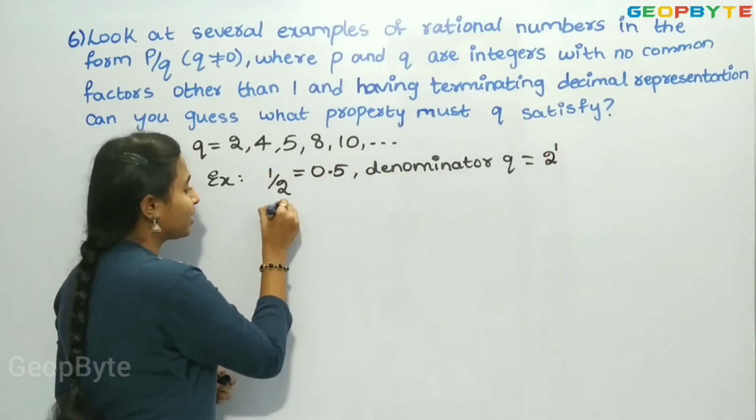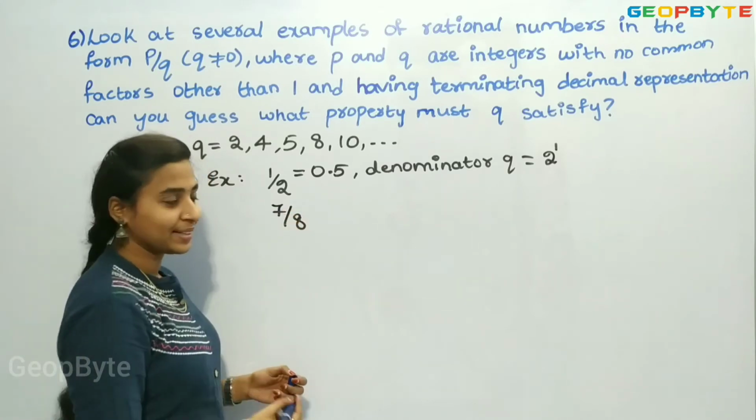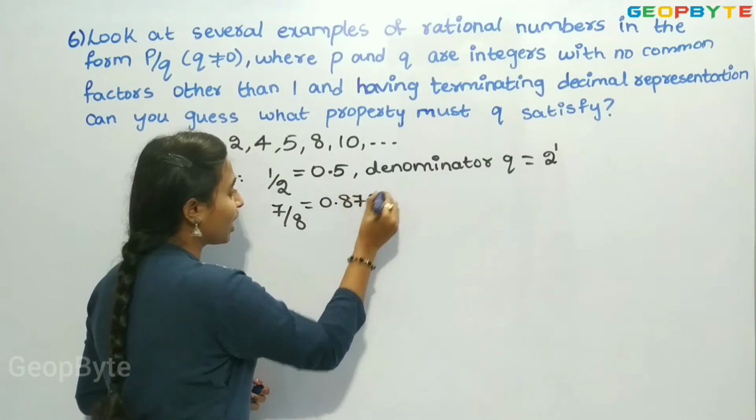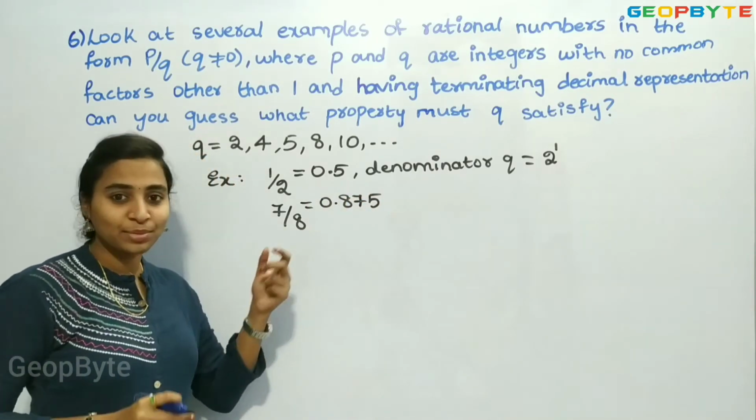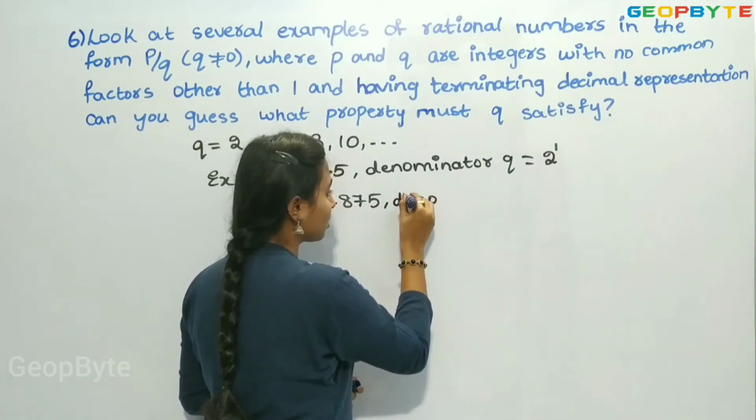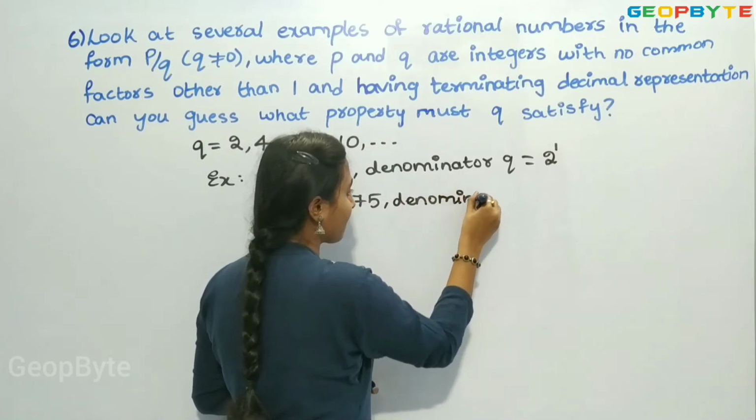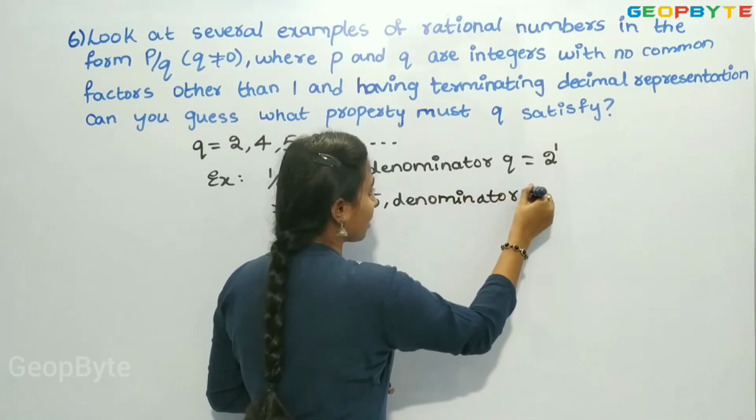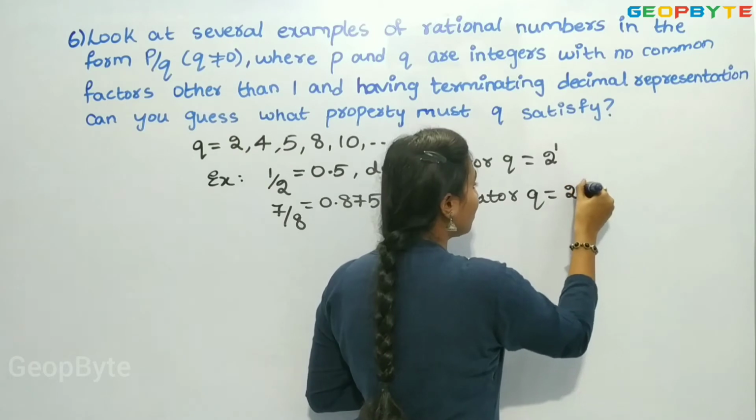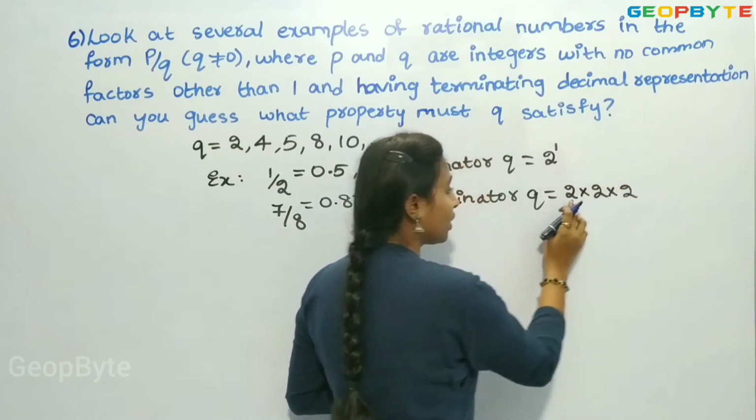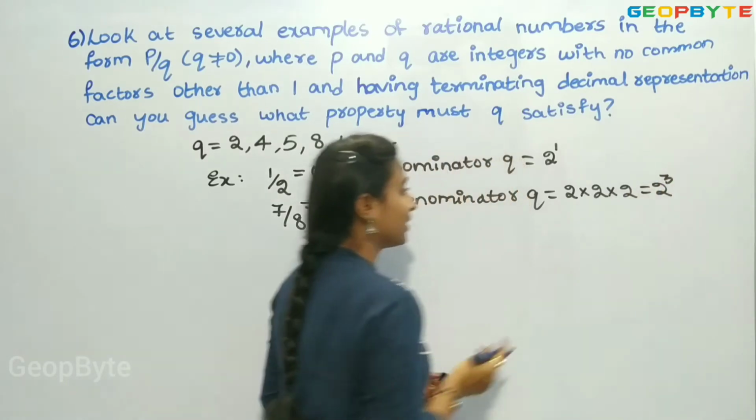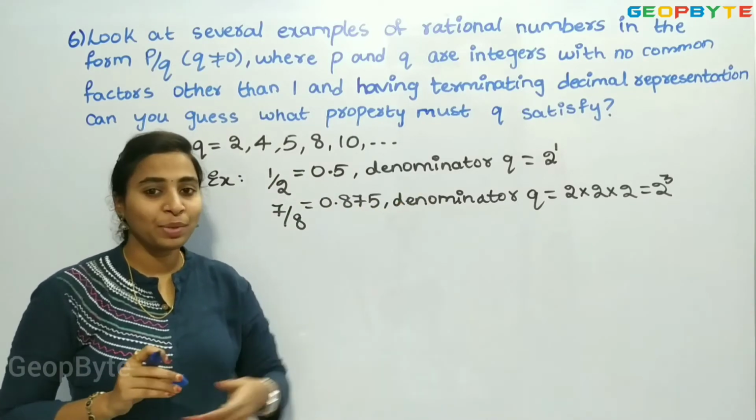Now let us see 7 by 8. It is nothing but 0.875, so it is a terminating decimal expansion. And the denominator q is 8. 8 is nothing but 2 into 2 into 2. 2 twos are 4, 4 twos are 8. So that is nothing but 2 power 3. So here q is equal to 2 power 3.